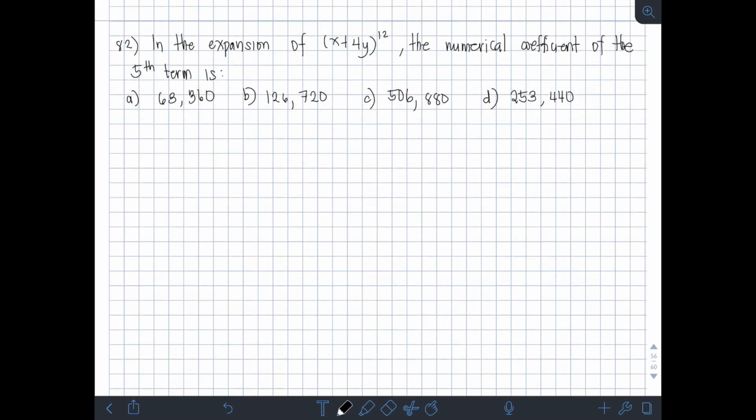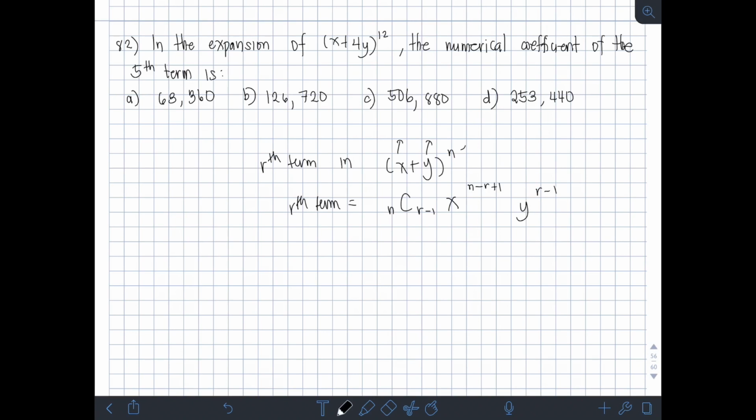Okay? Next, we have in the expansion of quantity x plus 4y raised to 12, the numerical coefficient of the fifth term is... Okay, so binomial expansion theorem. So, remember, sa formula natin for the binomial expansion, yung r term sa, let's say, x plus y raised to n. So, yung x yung first term, y yung second term, and then n yung exponent. So, yung r term is equal to NCR minus 1, then yung first term, x, raised to n minus r plus 1, then yung second term na y, raised to r minus 1.